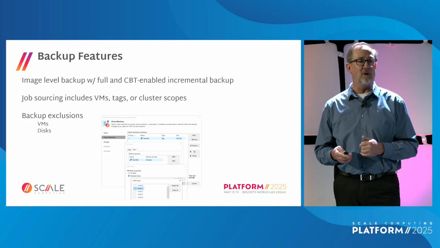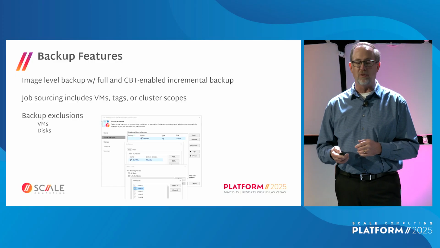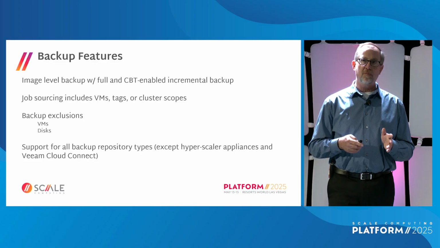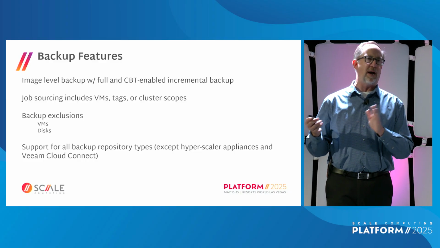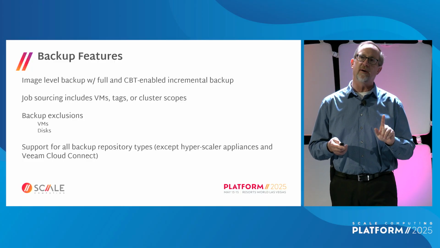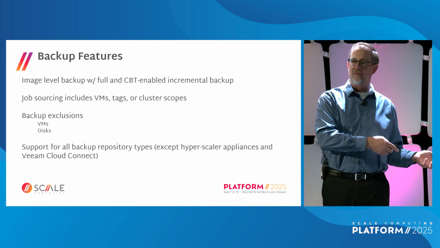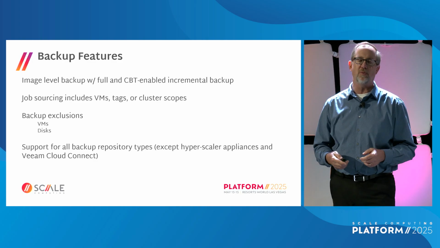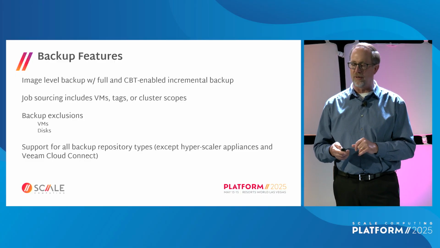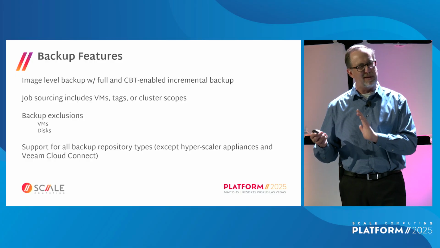Same with disks. If there is a particular disk you don't need to back up for whatever reason with your VMs, we'll include disk exclusions with the V1. And we will support all the backup repository types except for a couple classes. One is the Snowball, the hyperscaler-like S3 appliance. Like if you're doing big data migrations between maybe on-prem and cloud, we don't actually support those with a subset of our products. That won't be supported in the first one. Not a big use case.